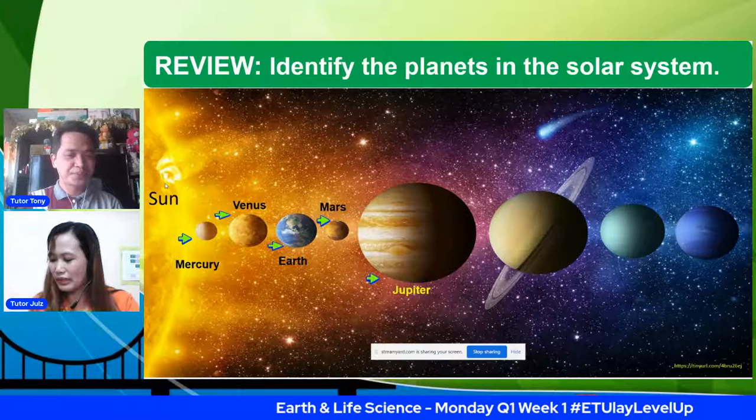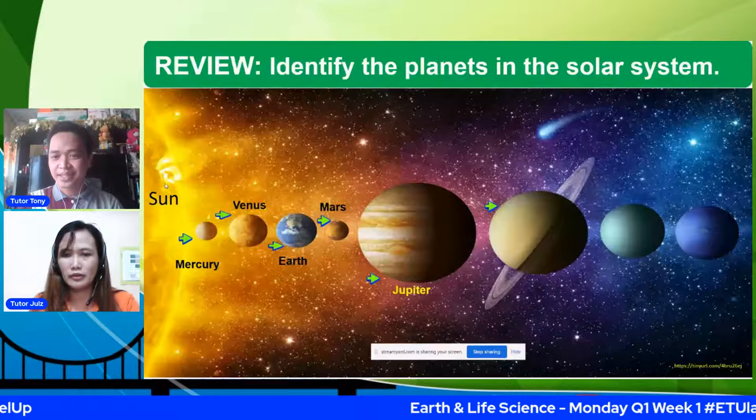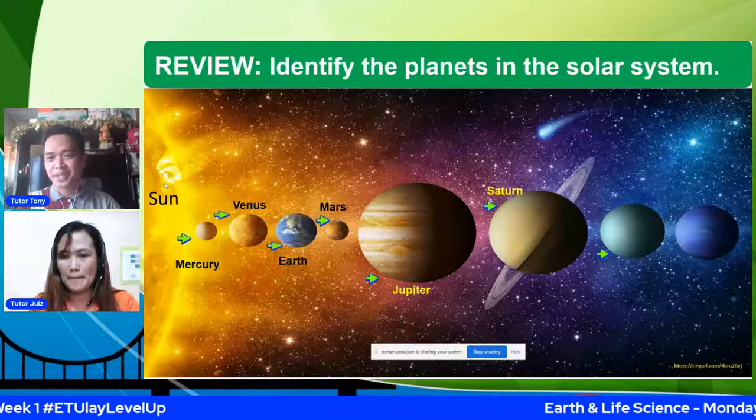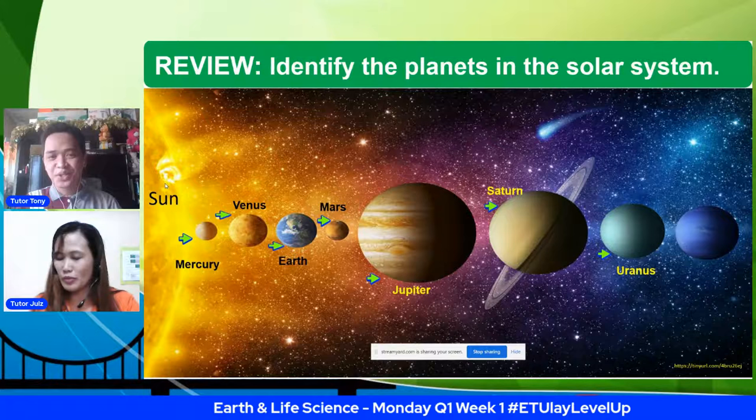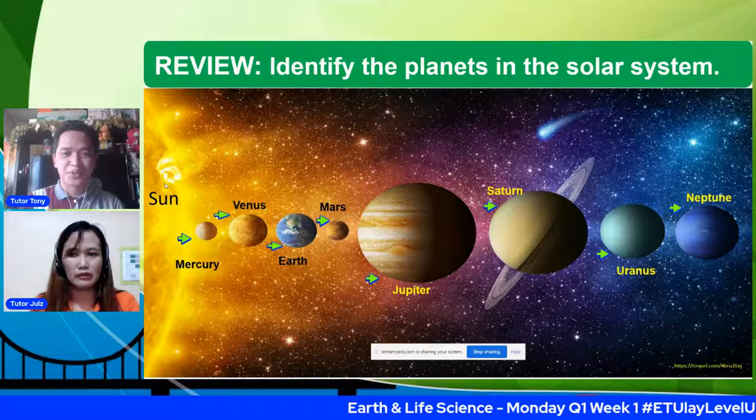And then, next, followed by the most beautiful planet in terms of appearance because of its rings. That is planet Saturn. And of course, it gets cooler and cooler as you go farther from the sun. What is the next planet? Josephine Medina said that's Uranus. You're correct. And finally, considered as a major planet, we have planet Neptune.